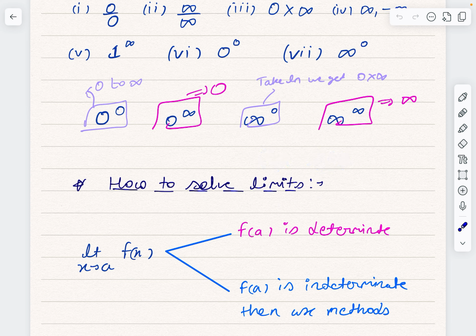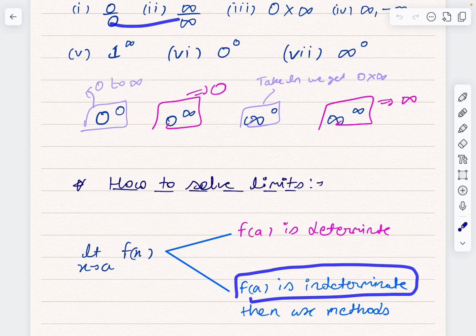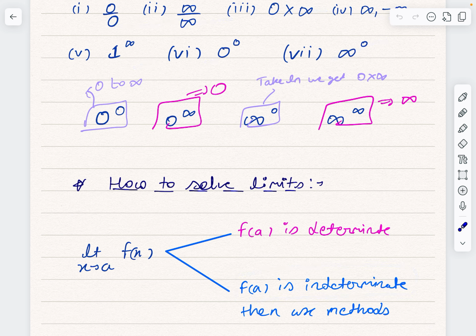You don't solve anything. When do we solve? Only when it is an indeterminate form. If it is one of these 7, then only you have to solve a limit problem. Otherwise, you don't even have to solve. You just stop there. I hope it makes sense. I'll give you a few examples, guys.